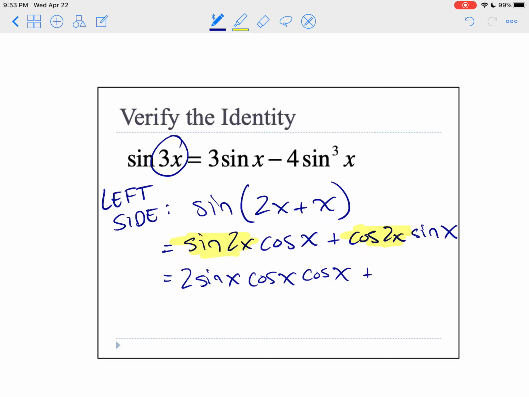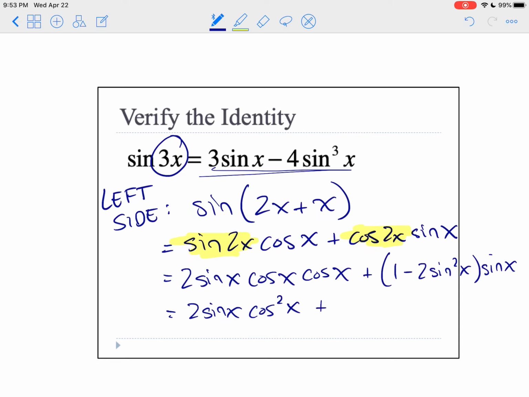plus the double angle formula for cosine x, staying focused on the final answer here. The final answer just has sines in it, and so I'm going to want to use the double angle formula for cosine that only has sine in it. So I'm going to use 1 minus 2 sine squared x times sine of x. And so what I have is 2 sine x cosine squared x plus, if I distribute this, I get sine of x minus 2 sine cubed of x. So this is getting closer to our goal here. We have minus 2 sine cubed of x. We just need another negative 2 sine cubed of x.